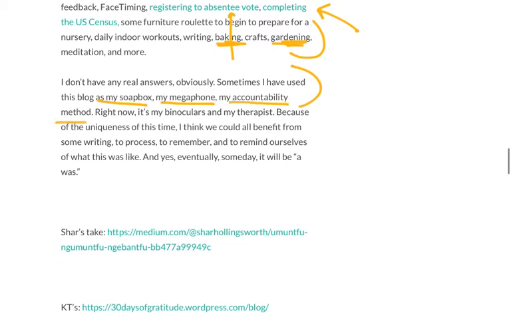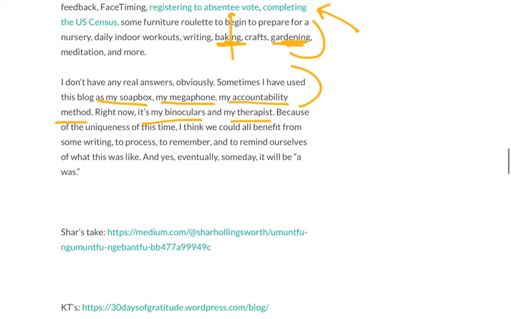And her accountability method. If you want to be a writer, then you need to put your writing out there so that you can have an accountability system. So that, if other people are expecting you to write, then you're more likely to write. If people are expecting you to meet them for a workout, then you're more likely to work out. It's the same thing. Right now, it's my binoculars and my therapist. Again, really great reasons for blogging or writing in any form.